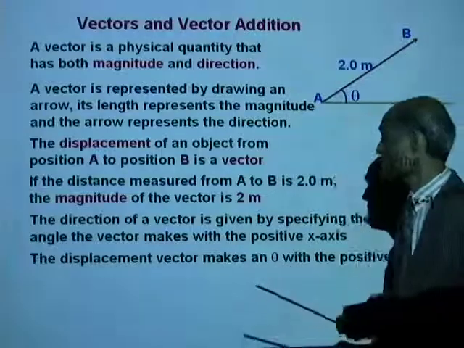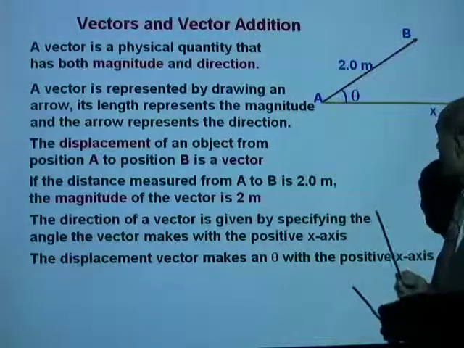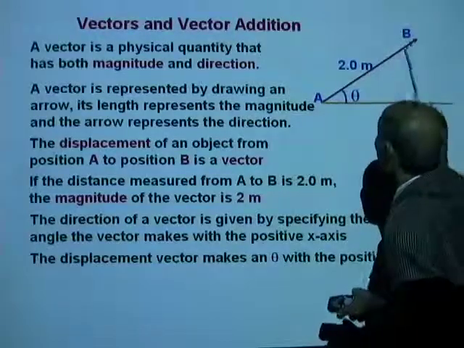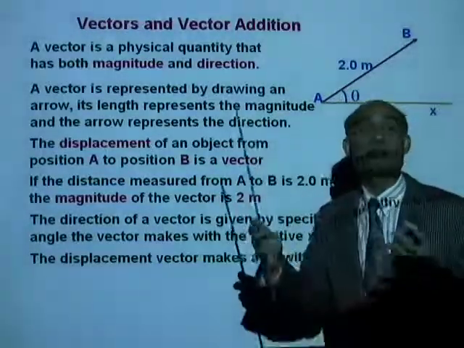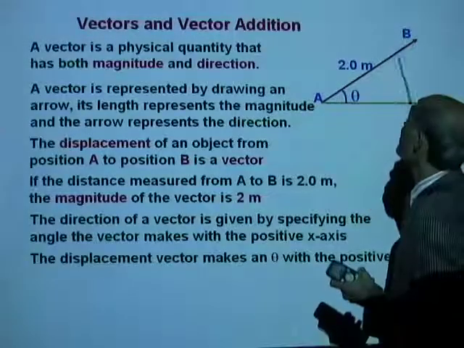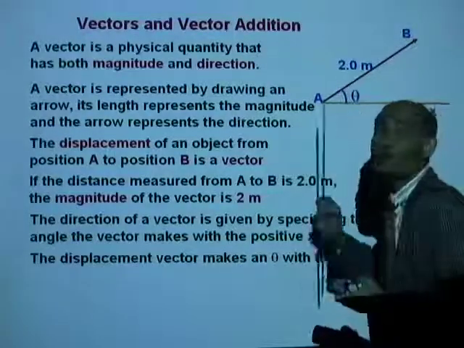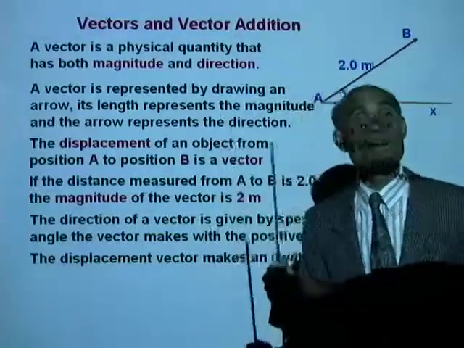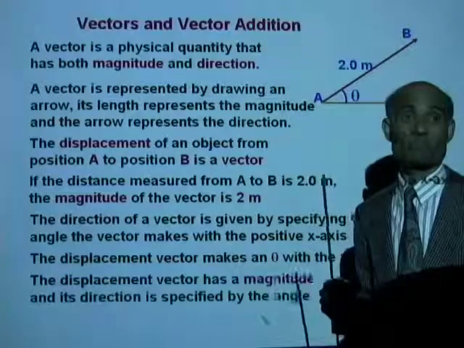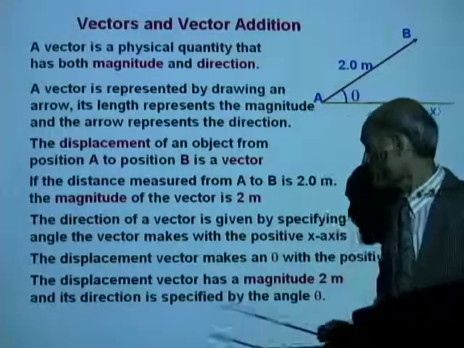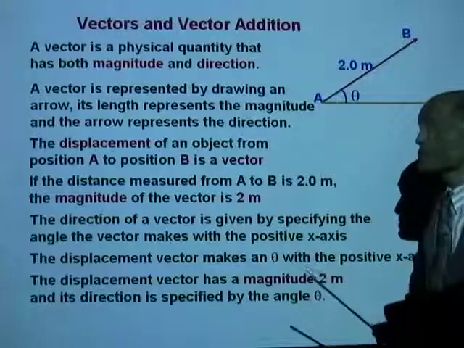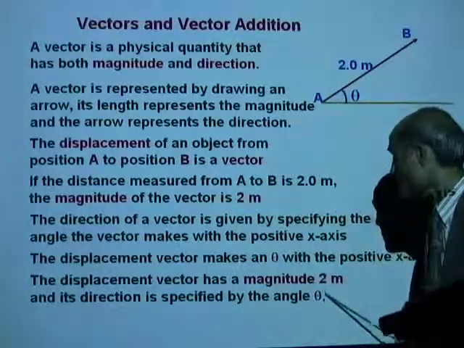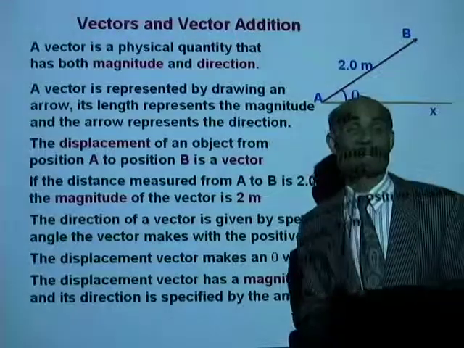Now the displacement vector makes an angle theta with the x-axis. So you can see the description of this displacement vector is now complete. We know its magnitude and we know its direction. Once you know the angle theta, you know the direction of that vector. The displacement vector has a magnitude 2 meters and its direction is specified by that angle theta.